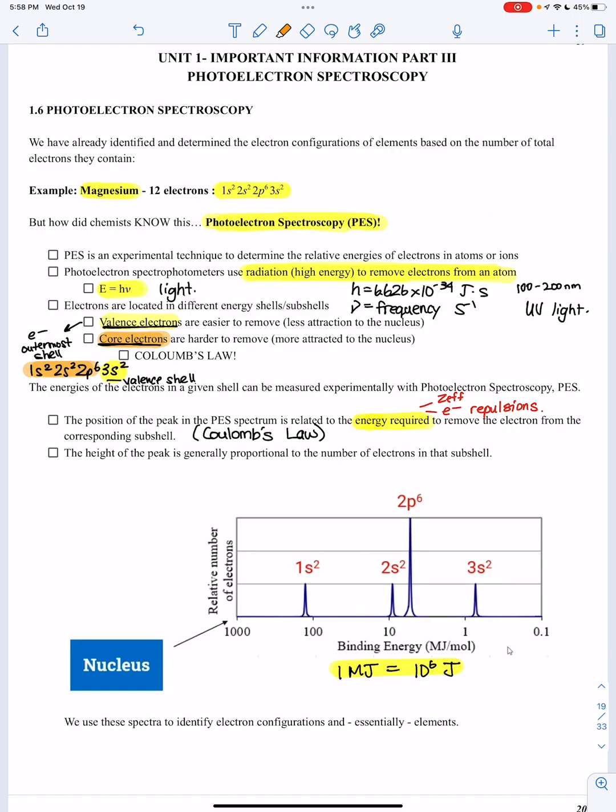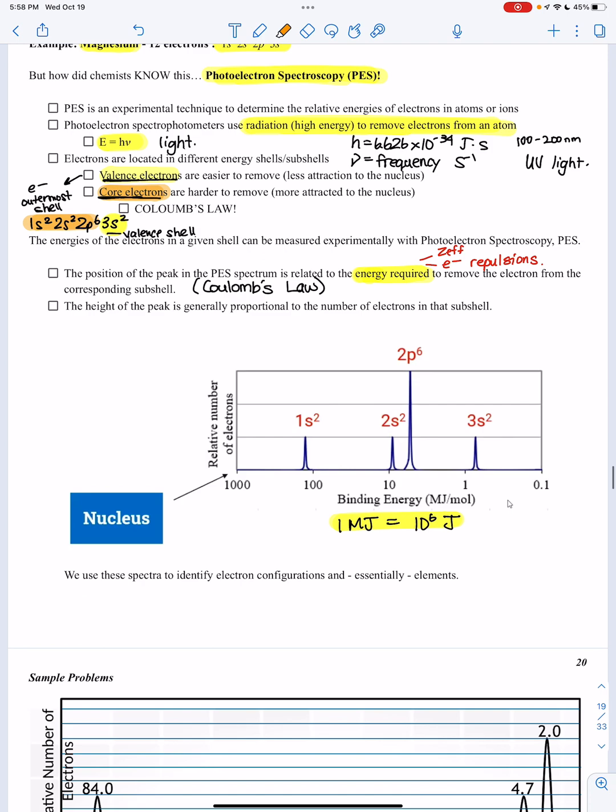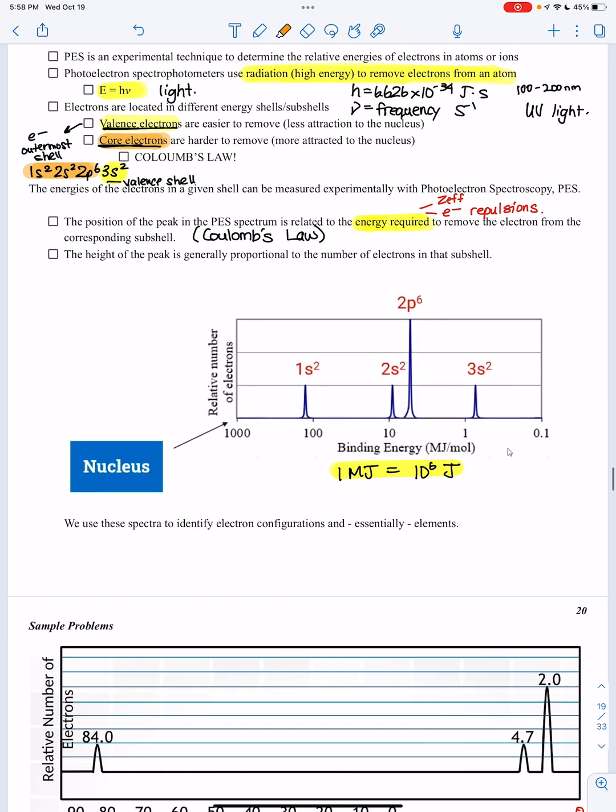All right, the energies of the electrons in a given shell can be measured experimentally with PES, photoelectron spectroscopy. Here is an example of a graph, and I wrote some things here. So here's what the graph will look like. It'll look like these peaks, with different heights. The position of the peak, left to right, is related to the energy of the peak. Be careful: higher energy is more to the left. Lower energy is to the right. So these peaks over here to the right, like the 3s, the 2p, and the 2s, are going to be lower in energy than the 1s.